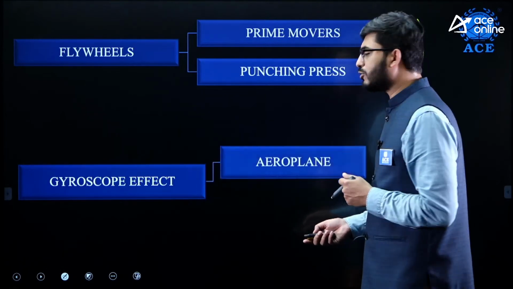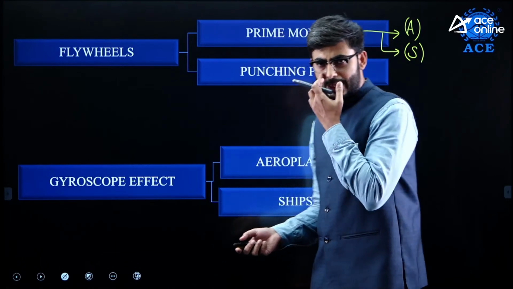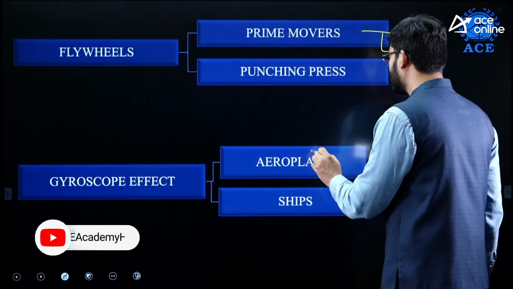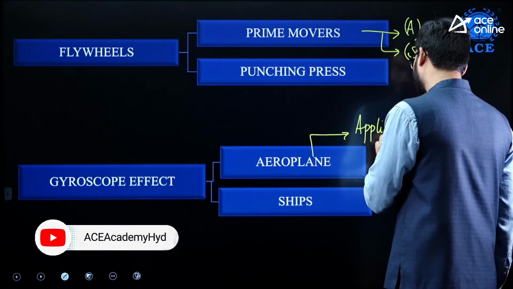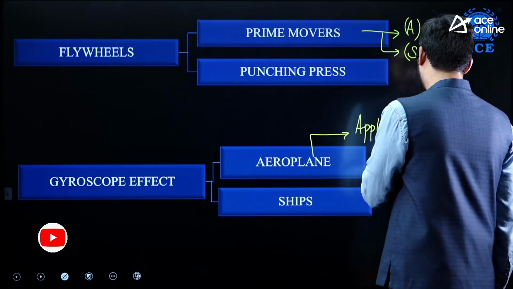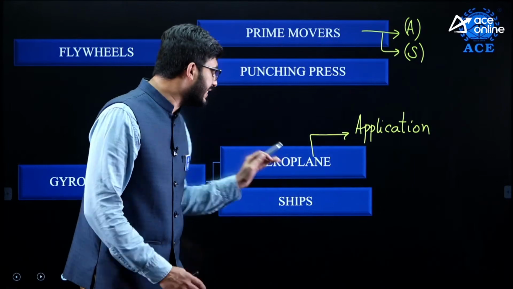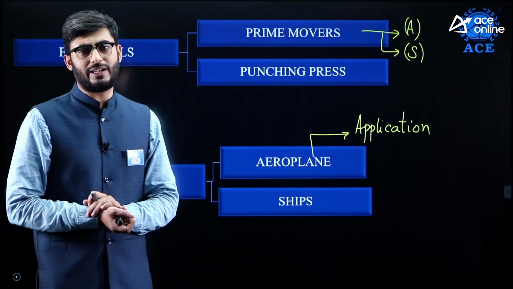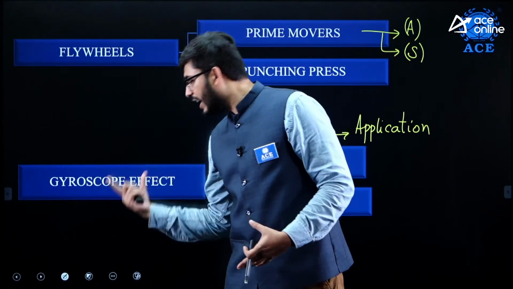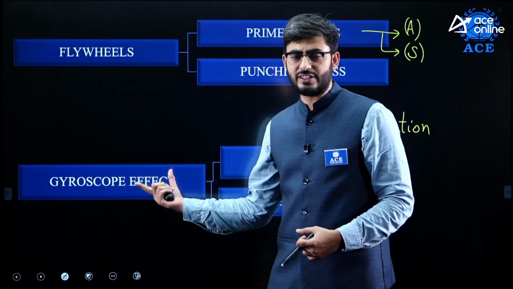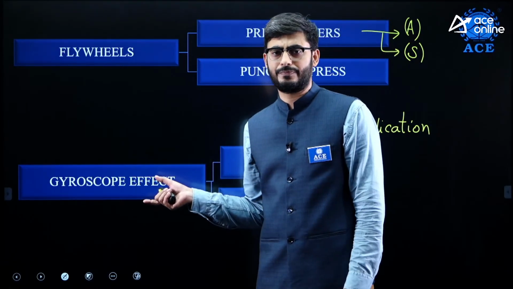Now moving to the next topic, that is gyroscopic effect. We'll be studying the gyroscopic effect on aeroplanes and ships. Here this is purely based on application of the formula. But we should also have an understanding of the gyroscopic effect: what are the fundamentals involved while deriving this formula or while reaching this effect? We need to have the information about that.